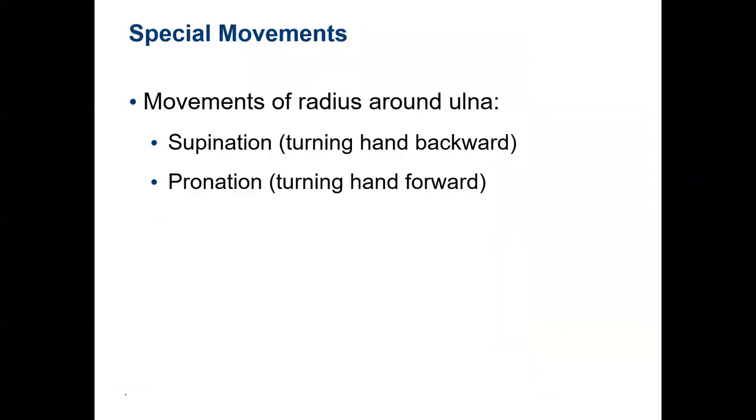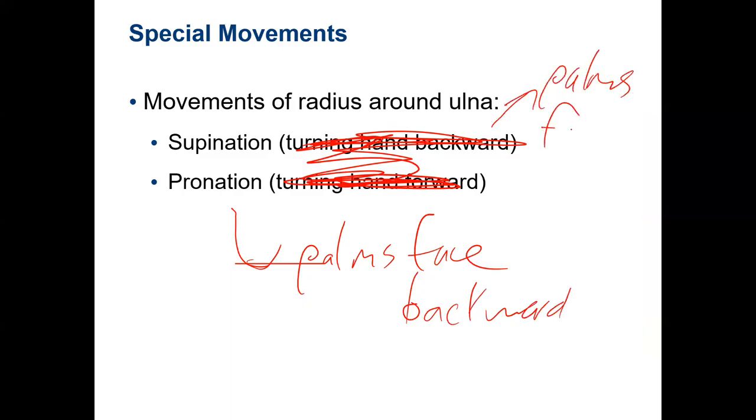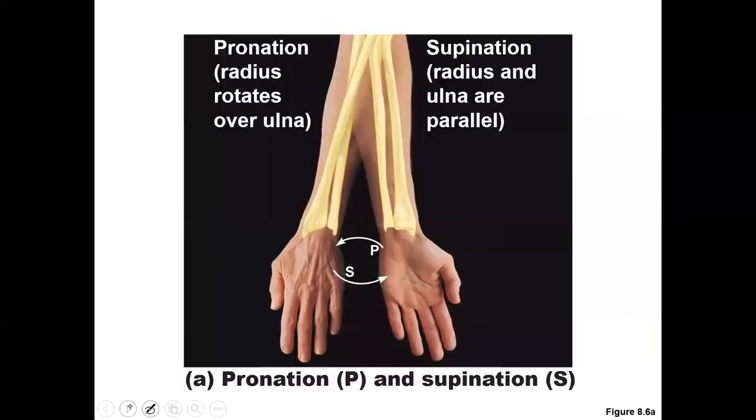The movement of the radius and the ulna get their own terms. Pronation and supination. This is one way to do this. The easier way to do this, pronation, palms face backward. Supination, palms forward. So there's supination, pronation.